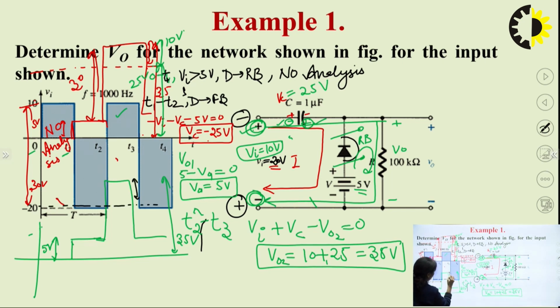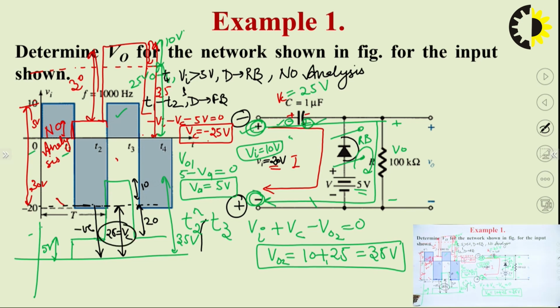This was 10 volt, this was 20 volts. See, this 20 and this 5, this makes 25 volt and which is equal to VC, and because your DC level is shifted from here to here, that means this VC is negative.